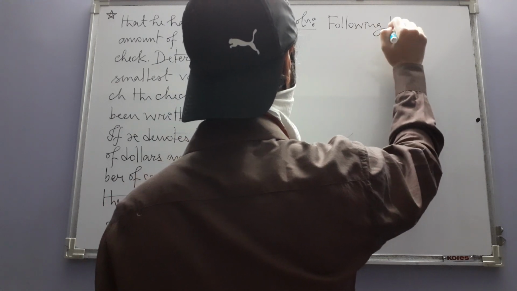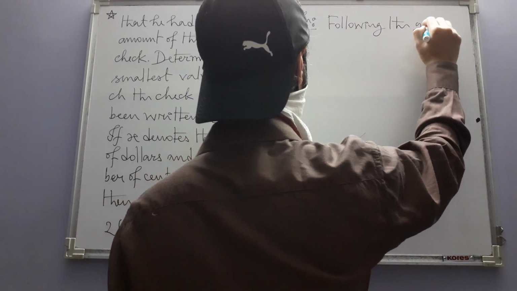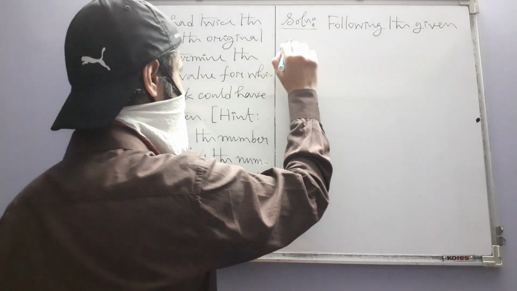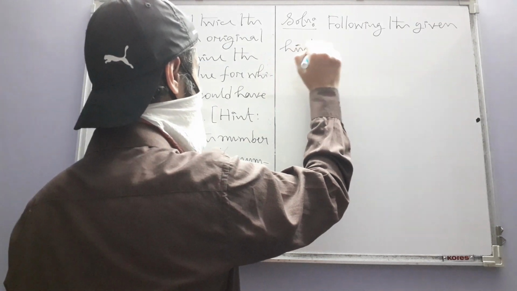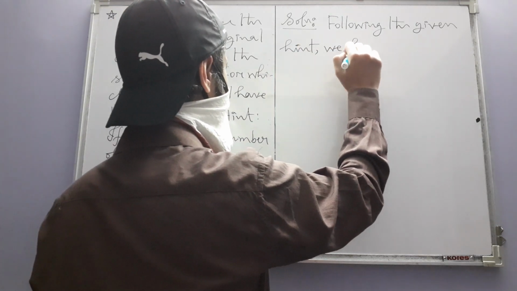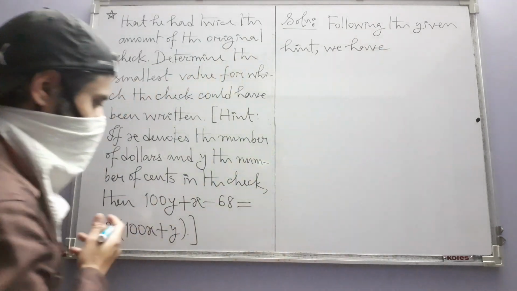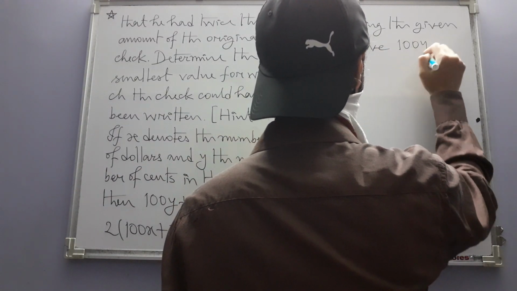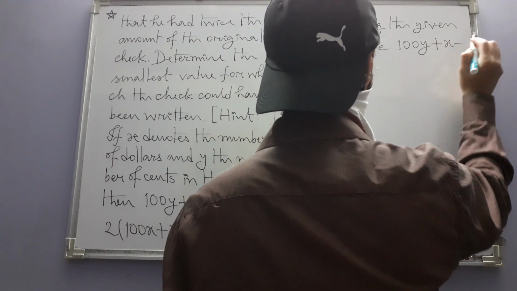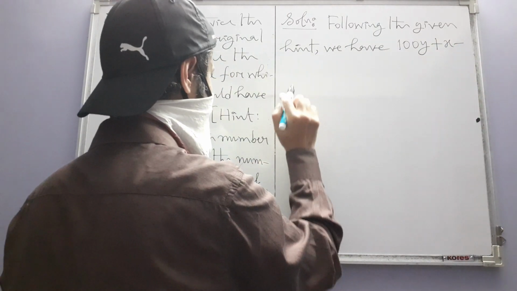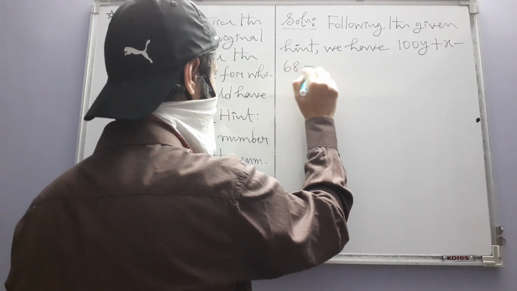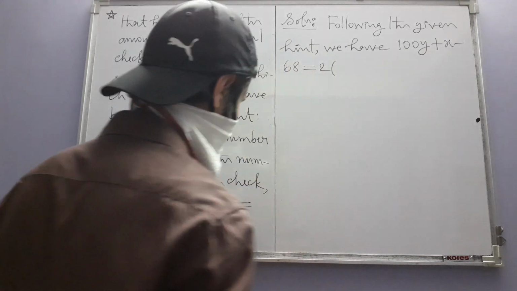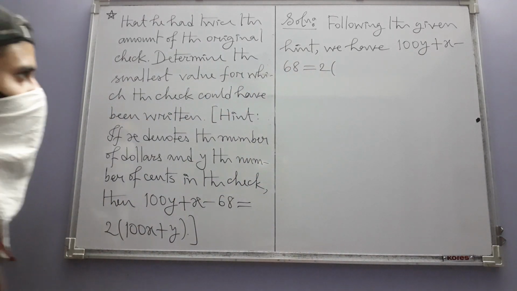Following the given hint, we of course have this equation, and following the given hint also means that we already know what X and Y are. Okay, so no need to again write what they are. 100X plus Y.